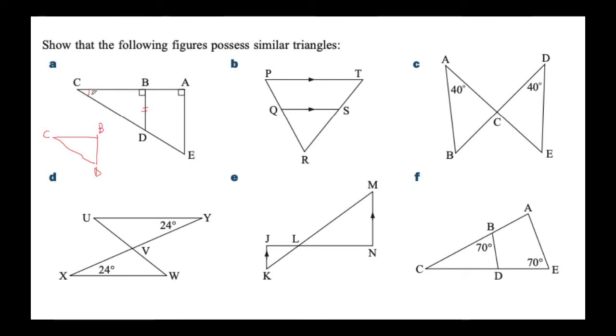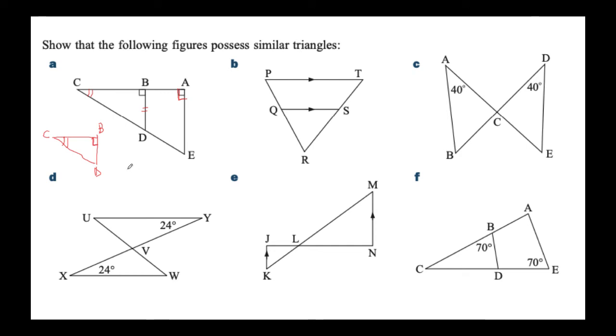This angle is equal to this angle because it is the same common angle for both the triangles. And if you see, angle A is 90 degrees and angle B is also 90 degrees. So two corresponding angles are the same. So we can say triangle ACE is similar to triangle BCD.